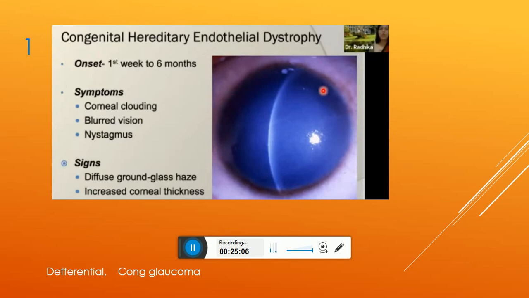Signs: corneal clouding and thickening. They are neonatal in CHED2, and develop during the first year or two in CHED1. Visual impairment is variable. Visual acuity may surpass that expected from corneal appearance. Nystagmus is more common in CHED2. Treatment: lamellar or penetrating keratoplasty. Differential is congenital glaucoma.